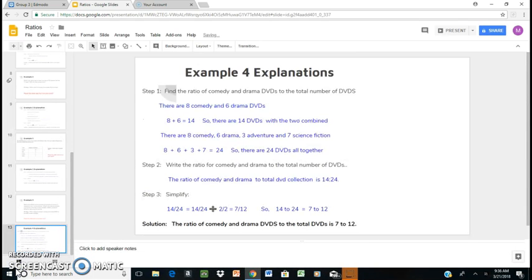Okay, now I've got that slide fixed, so it actually is comparing comedy and drama to the total DVD collection. So what I want you to do is go back and look at your lesson objective again, review that, and make sure that you feel confident that you're ready to do some practice work. Take your notes, use those during your lesson work to help you out, and I hope everyone enjoyed the lesson. Thank you.